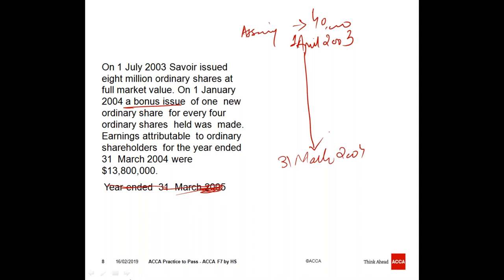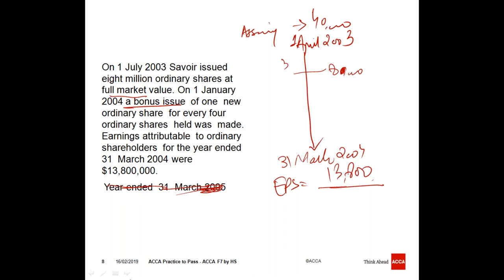And from 1st April to 31st March, the company has earned a profit of 13,800. So 13,800 is the earnings portion. On 1st July, after 3 months, the company has issued 8 million further shares, 8,000 shares at full market price. Full market price means it's a simple case in which you are not required to do any sort of adjustments.